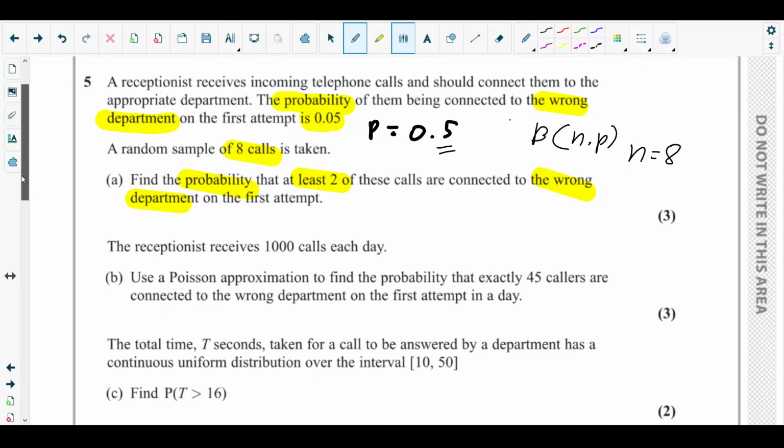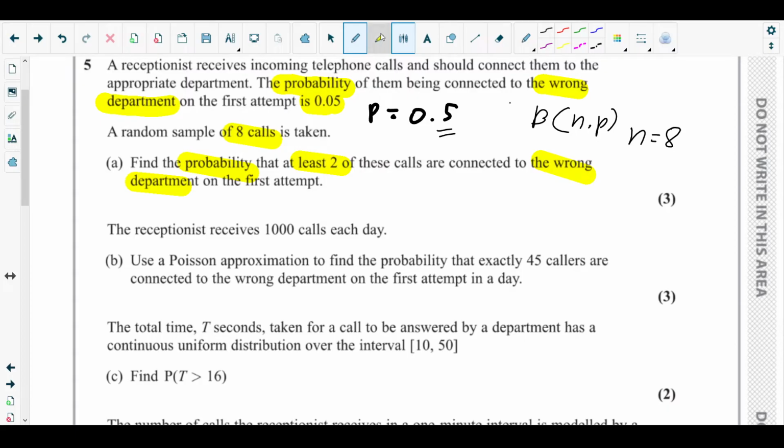The receptionist receives 1000 calls each day. Use a Poisson approximation. They have already mentioned you need to use Poisson approximation. Why do we need to use it here? If you check the cumulative distribution table given in the formula booklet, it goes only up to n equals 50. So 1000 is a very large number, right? And for large numbers, we have to do approximation, isn't it?